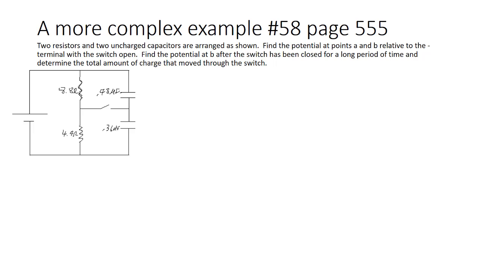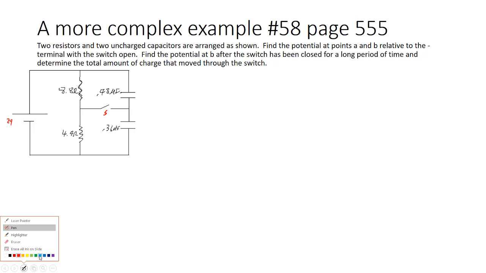This is question number 58 on page 555, which says these two resistors are placed like this. This is 8.8 ohms, because that is a beautiful ohm symbol. 4.4 ohms, 0.36 microfarads, 0.48 microfarads. This is a switch, and these are all hooked to a 24-volt battery.